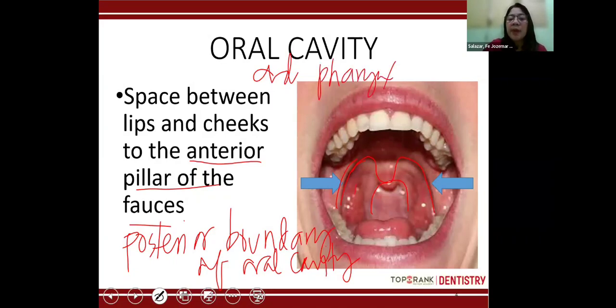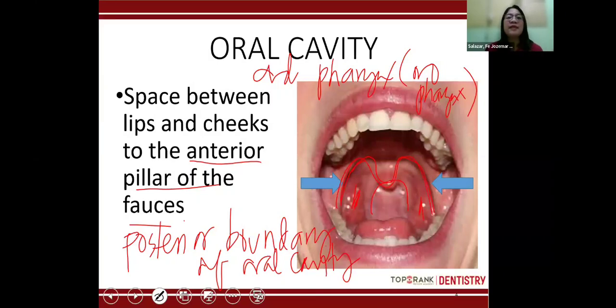Itong part na to, this is your tonsil. That's not part of the oral cavity already. That's part of your oropharynx. So hindi na natin yan. This is not already a part of the human anatomy that we could treat. So hanggang dito lang tayo sa anterior pillar of the fauces.